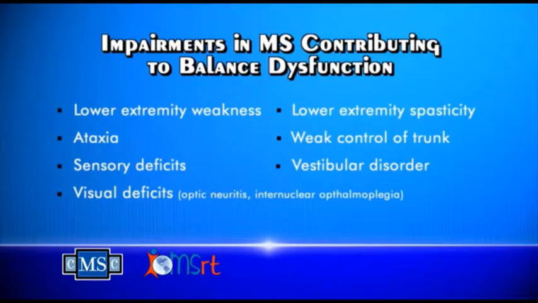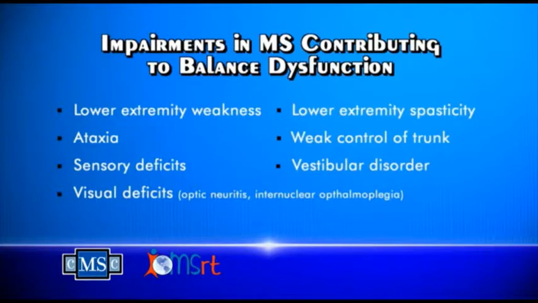Impairments in MS that contribute to balance dysfunction include the weakness in the lower extremity, spasticity in the lower extremity, the presence of ataxia or lack of coordination, weak control of the trunk, and then those specific balance deficits such as sensation, visual deficits, and the vestibular disorder.